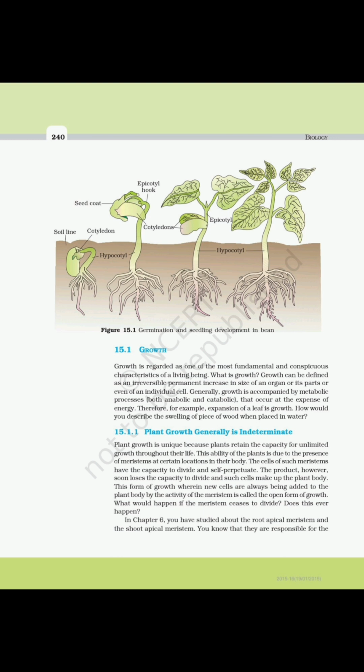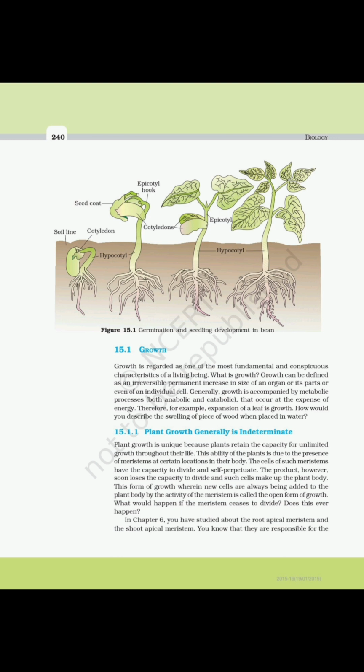15.1, Growth. Growth is regarded as one of the most fundamental and conspicuous characteristics of a living being. What is growth? Growth can be defined as an irreversible permanent increase in size of an organ or its parts, or even of an individual cell. Generally, growth is accompanied by metabolic processes, both anabolic and catabolic, that occur at the expense of energy. Therefore, for example, expansion of a leaf is growth.